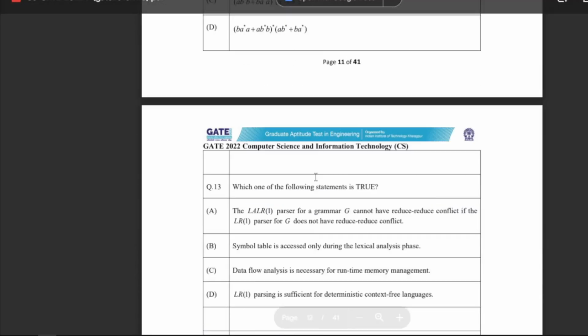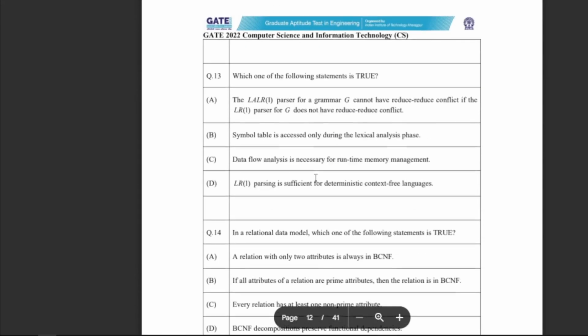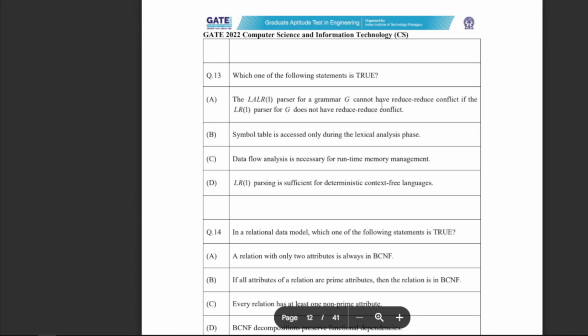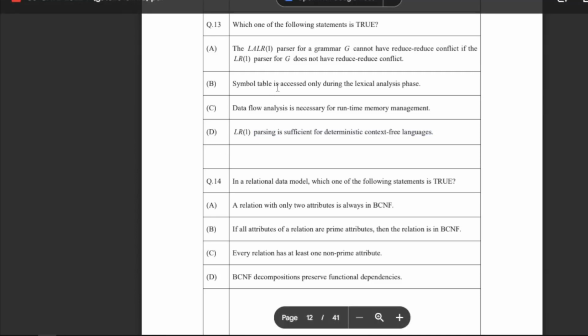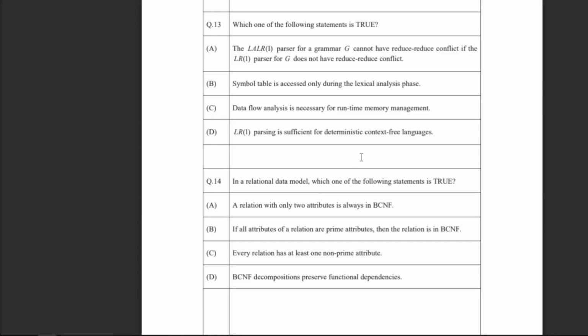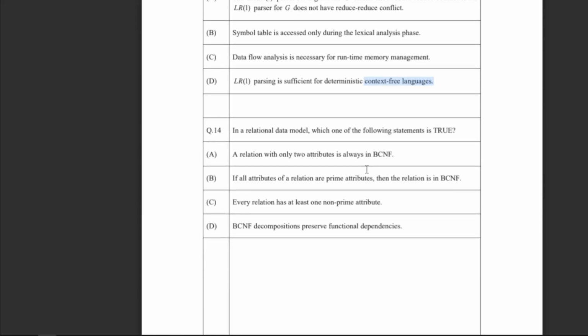So the answer is D. Now question 13: which one of the following statements is true? For 13 our answer is D, that is, LR(1) parsing is sufficient for deterministic context free languages. All of the others are false, but D is true.